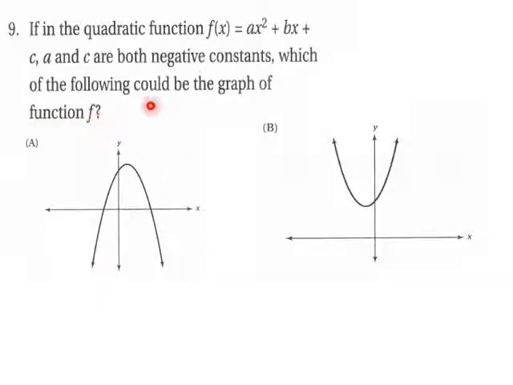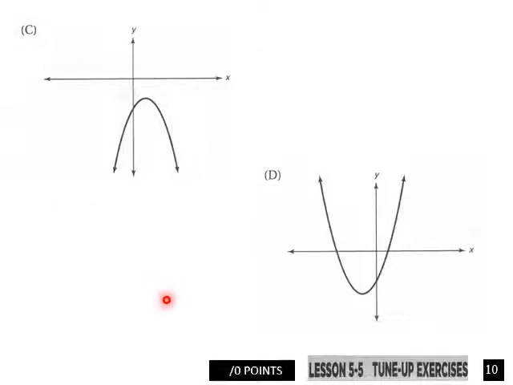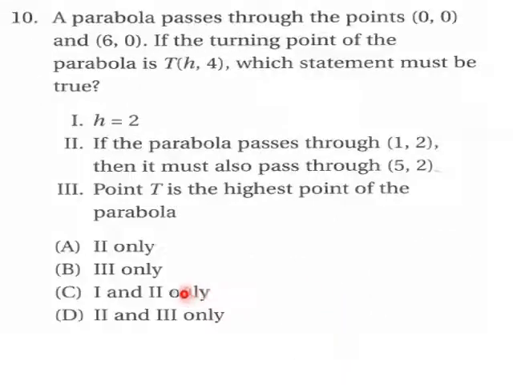And then number 9, if the quadratic function is this, and A and C are negative constants, which of the following could be the graph of function f? And so we go into C and D here. You have C and D, which are possibilities for that as well as your A and B graphs, so beware of that.